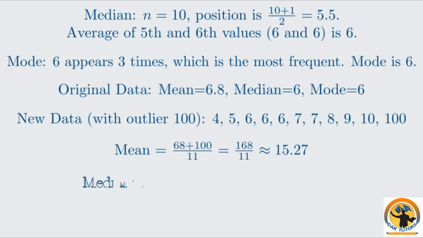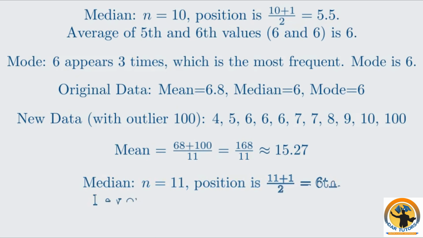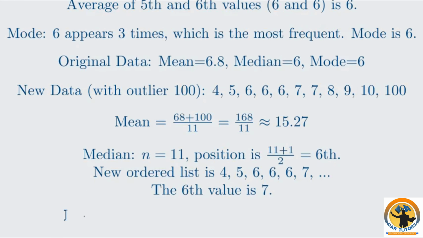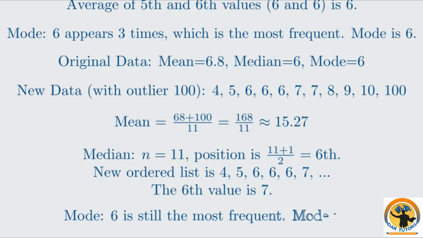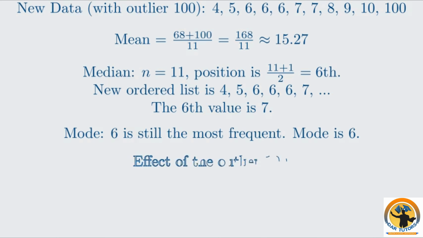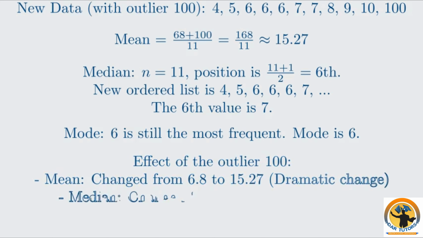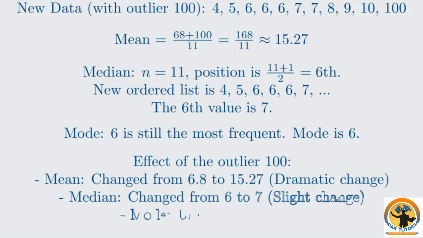With 11 values, the median is the 6th value. Our new ordered list is 4, 5, 6, 6, 6, 7, 7, 8, 9, 10, 100. The 6th value is 7. The mode is still 6. It was unaffected. Comparing the results, the mean was dramatically affected by the outlier, changing by over 8 points. The median increased slightly by 1 point, and the mode was not affected at all.